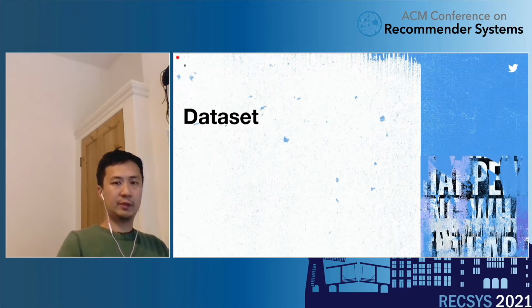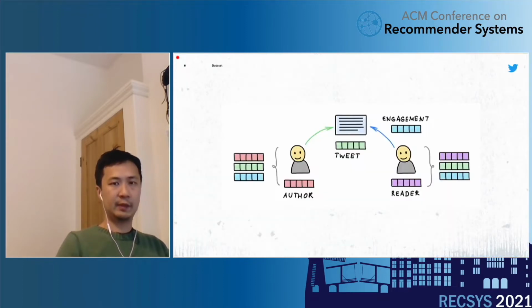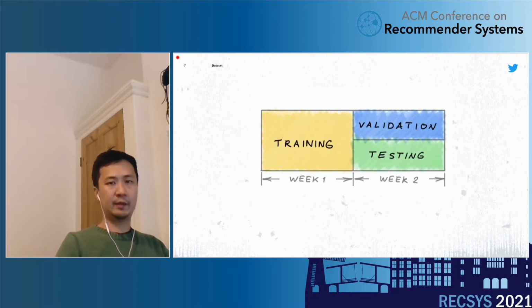So what do we put into the dataset? In short, we provided a dataset with reader, tweet, and author side features, where we asked the competitors to try to predict various types of engagements between a user and a tweet. We collected data from 2 weeks and created a training, validation, and testing split, much like last year.